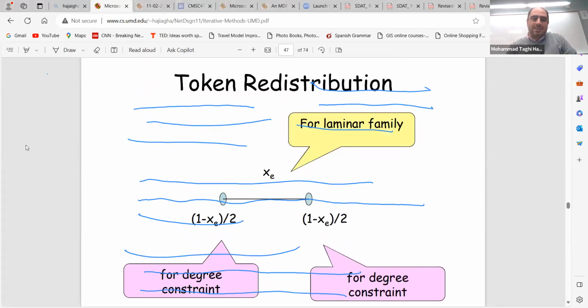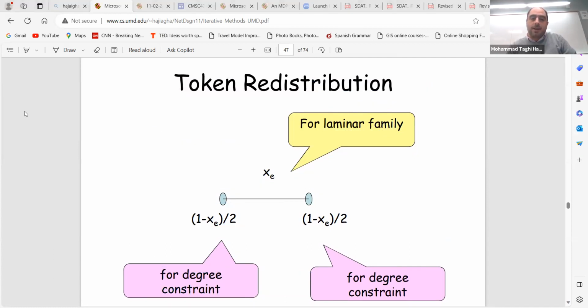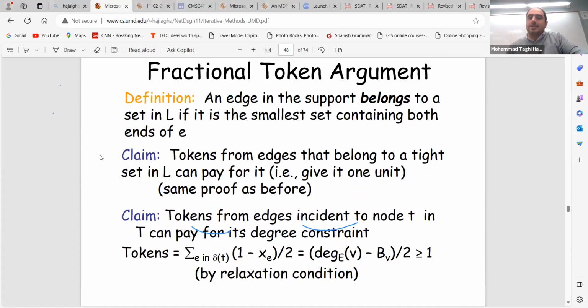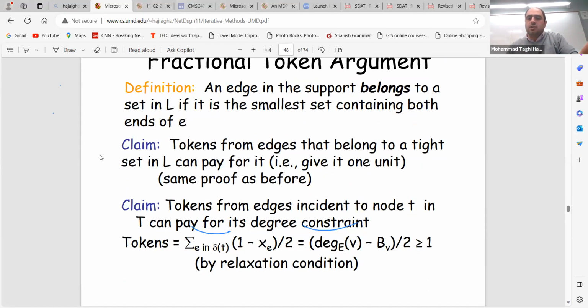So the whole idea is this kind of double counting that you need to do. And how do you do this fractional distribution? Here, I will give xe to the laminar family, as I have mentioned before. Now, how much remains? 1 minus xe. I will divide it between these 2 endpoints, and then give it to each for the degree constraints. Then I can show this essentially, and the rest is just some simple calculations.